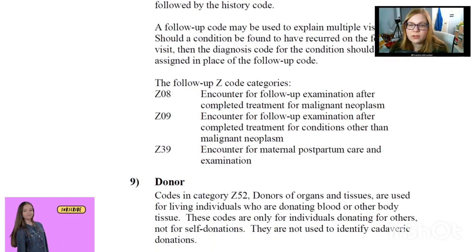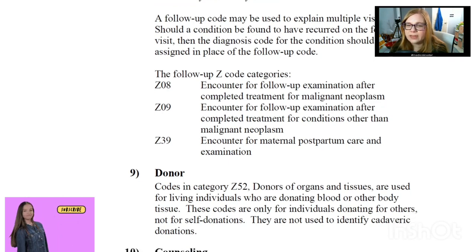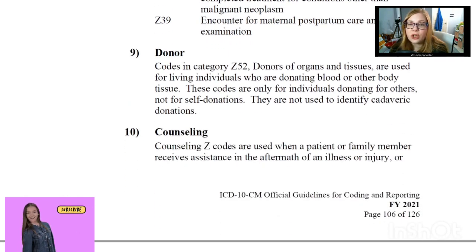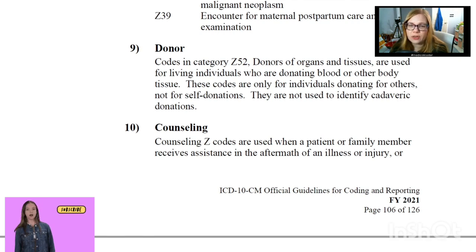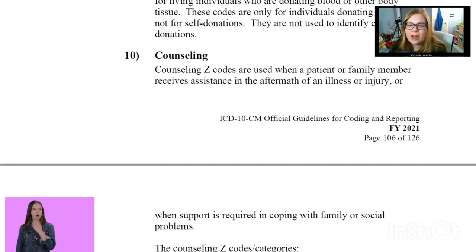The follow-up Z code category Z08 is for completed treatment of malignant neoplasm. Z09 is for completed treatment of conditions other than malignant neoplasm. And Z39 is for encounter for maternal postpartum care and examination. Donor. So codes in category Z52 are for donors of organs and tissues and are used for living donors who are donating blood or other body tissue. These codes are used only for individuals donating for others, not for self-donations, and they are not used to identify cadaver donations.